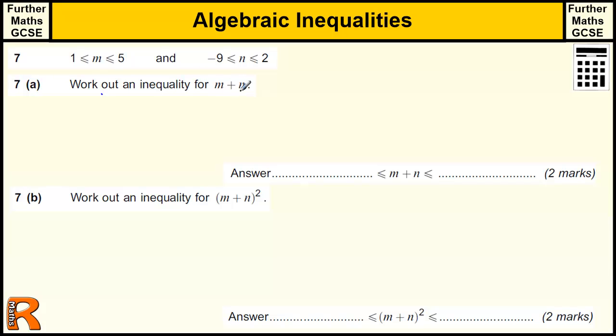So if we're going to add m and n, so we've got 1 is less than or equal to m, which is less than or equal to 5, and minus 9 is less than or equal to n, which is less than or equal to 2. Now it helps that both of these signs are all the same, so we don't have to worry about whether the new one is going to be less than or equal to. But if we combine 1 and minus 9, we're going to add these together, and we're going to add those together. 1 plus minus 9 is minus 8, and 5 plus 2 is 7, so our new inequality, m plus n, is going to be between minus 8 and 7. Pretty straightforward really when you think about it.